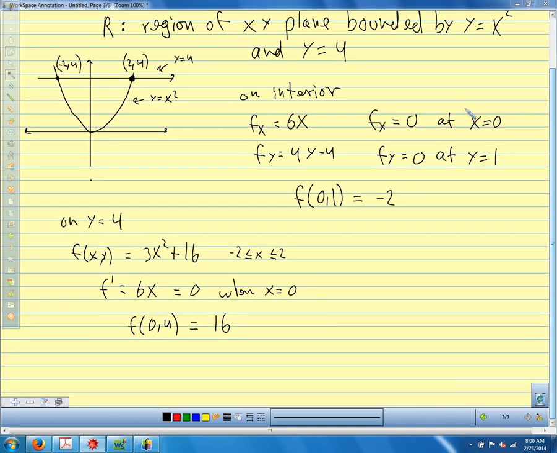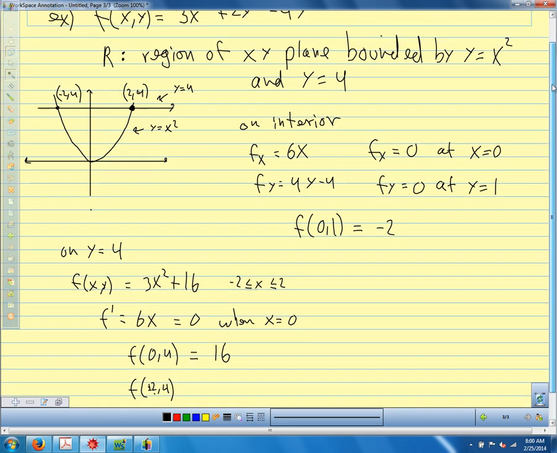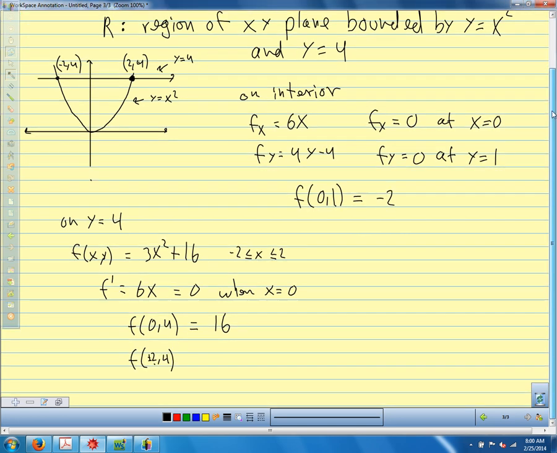And then we want to test the endpoints of our boundary. So if x is plus or minus 2, 4, I'm going to plug those into my function and find what my function value is at those endpoints. That evaluates to 28. So far my minimum is -2 at the point (0, 1), and my maximum is 28 at plus or minus 2, 4 at those 2 points.